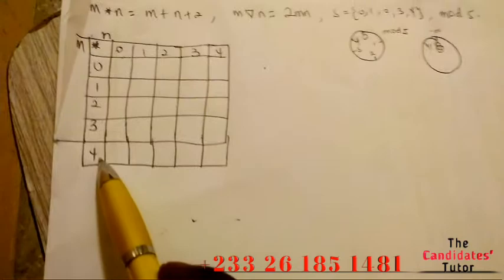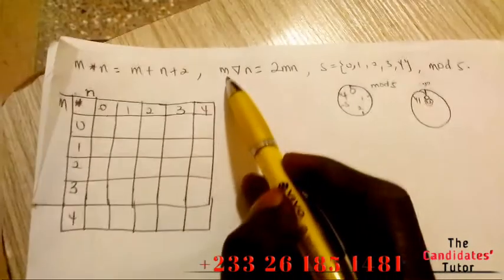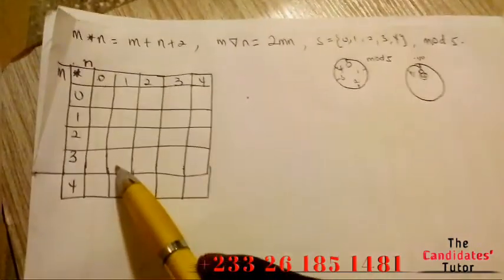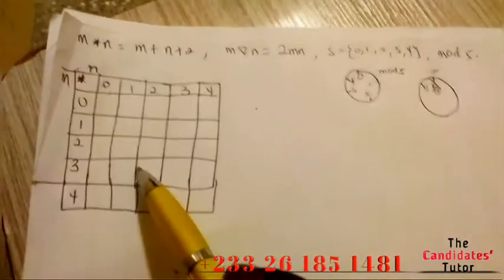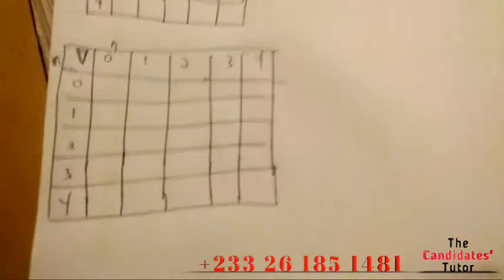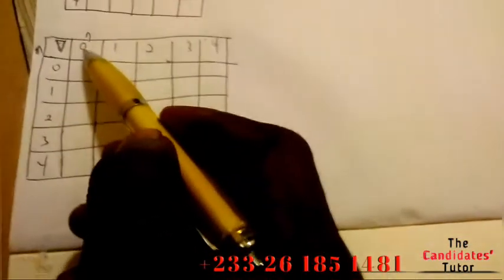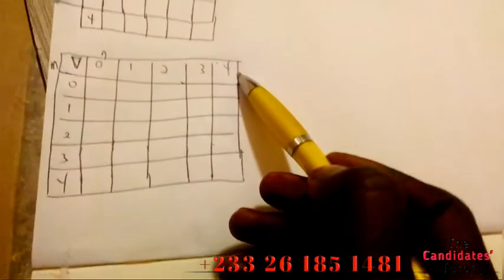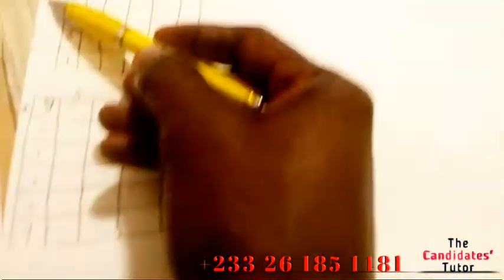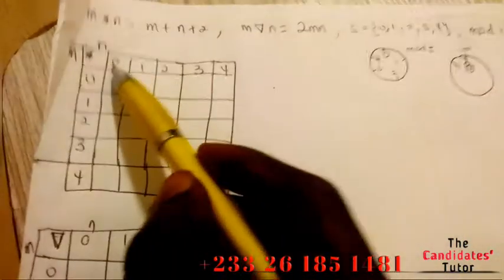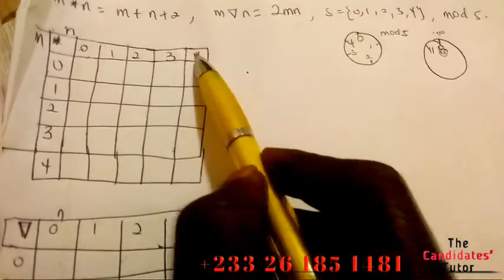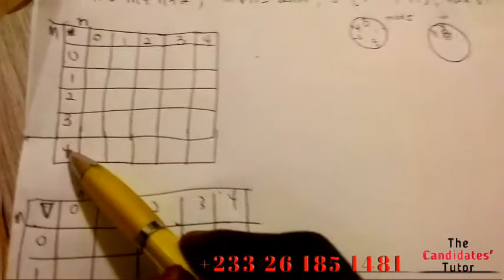All right, so let's do the same for the triangle too. Let's make another table for the triangle. Let's see how it's going to be. For the triangle too, we are going to have the same thing. We take this side to be n, and then we take this side to be m. The same thing for the star too: we take all this place to be n, and this side to be m.